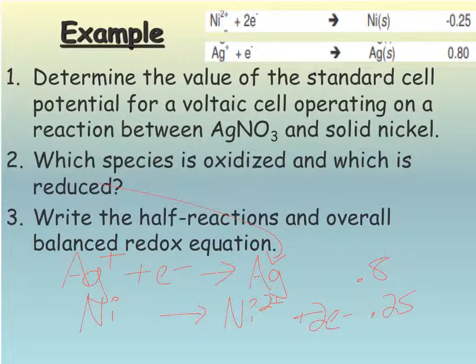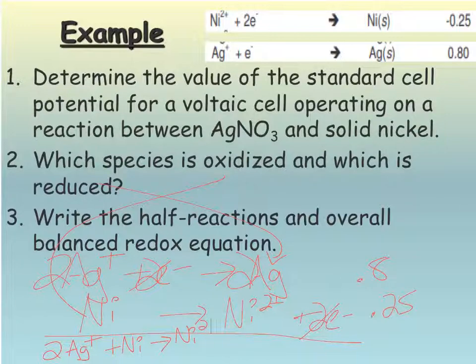Now, of course, I need a charge balance here. So this is my oxidation half reaction. Then I need to get my electrons balanced, so it's going to be a 2, 2, 2. Then I can add them up to get my overall equation. So the overall equation is 2Ag plus Ni makes Ni2 plus 2Ag. There's my overall equation. I already talked about what's been oxidized and reduced. Now to our Ecell.